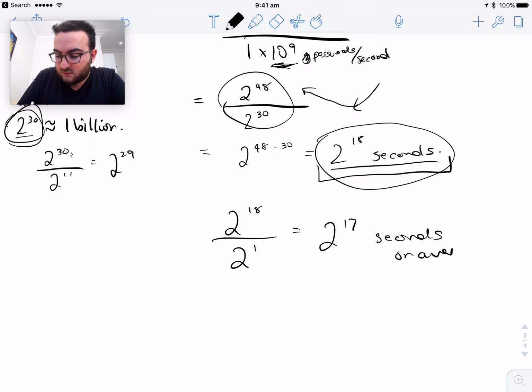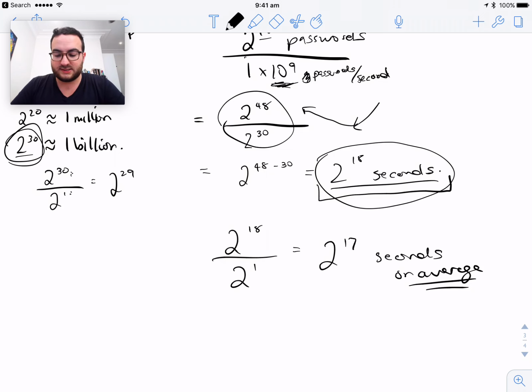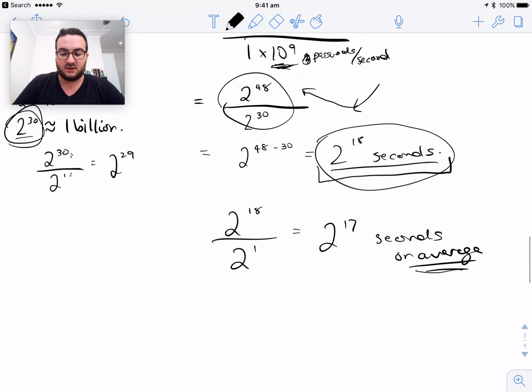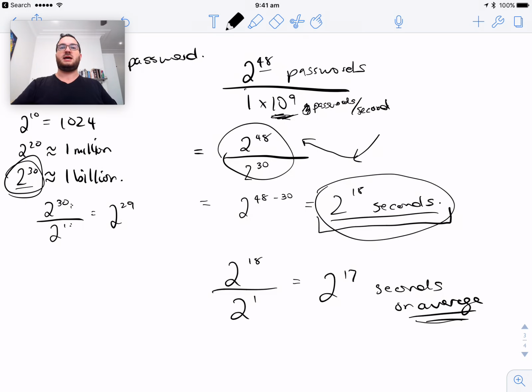So to know how long it will take, whether you need to figure out the average or the maximum time, you just look at the question. The question will say, on average, how long will it take to brute force a password? Or it'll say, what's the worst case scenario to brute force a password? So that's quickly how you do bits of security.